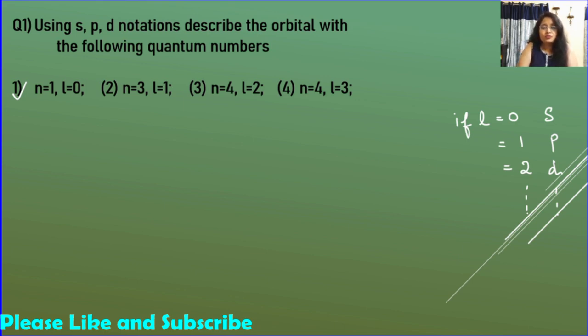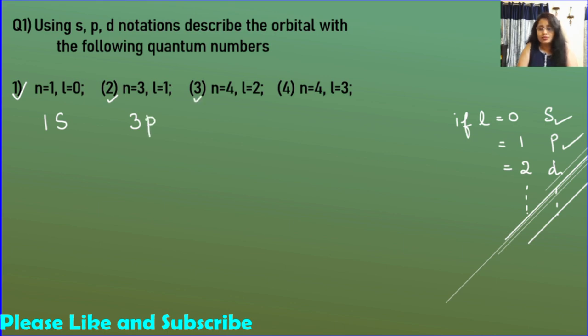So n is equal to 1 means shell number 1, and L is equal to 0 means the orbital is s. So we can write 1s. Very easy to write the answer here. Let's check the second. n is equal to 3, L is equal to 1. n is equal to 3 means third shell, and L is equal to 1 means p orbital. So the answer is 3p.